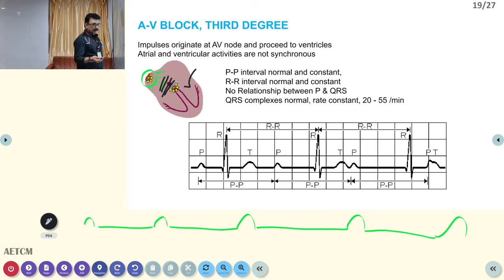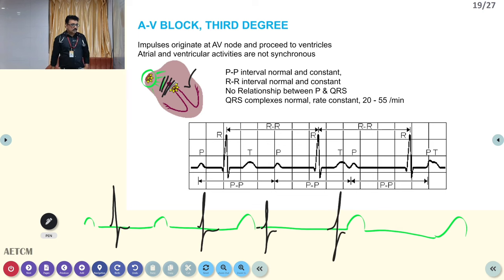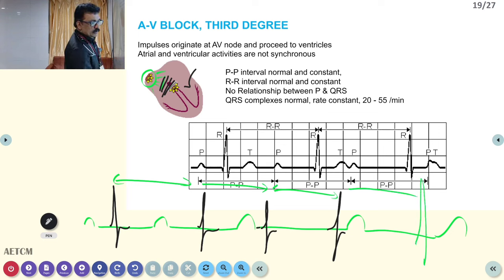So every two P waves, you may get one QRS complex. So this P and this QRS complex, there is no association. Just see this. QRS complexes are coming regularly. The length of the RR interval may be equal, most of the time it will be equal. But there is no association between P and QRS complex. So atria beats in its own rhythm, ventricle beats in its own rhythm, but it is lower than the atrial rhythm. There is no association between atrium and ventricle. It is completely cut off from the atrium. That's why it is called complete AV block.